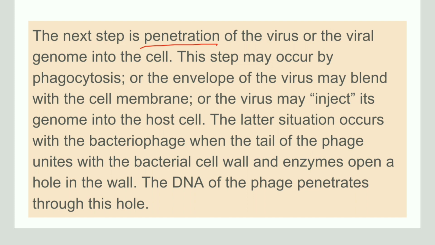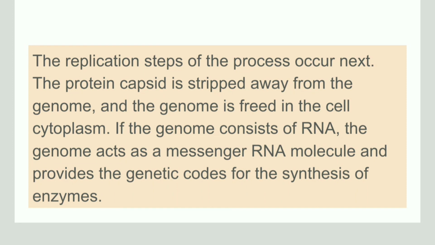The tail of the bacteriophage attaches to the cell membrane, and enzymes open a hole in the wall. This leads to the penetration of the DNA into the hole, and the DNA reaches the cell. The next step is known as uncoating, and in this step the capsid is stripped away from the genome. Now the genome is free, and this free genome, if it is RNA, acts as messenger RNA and provides genetic codes for the synthesis of enzymes.